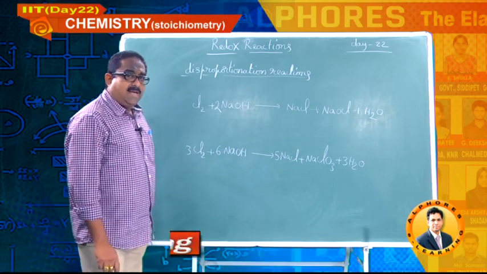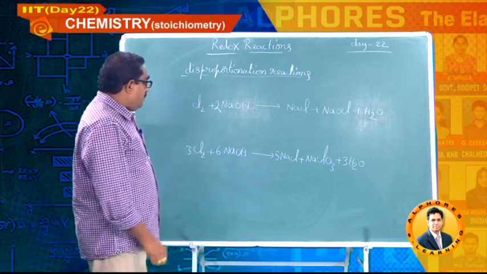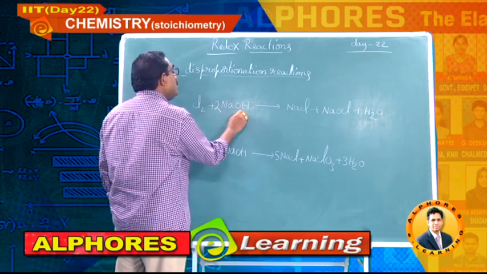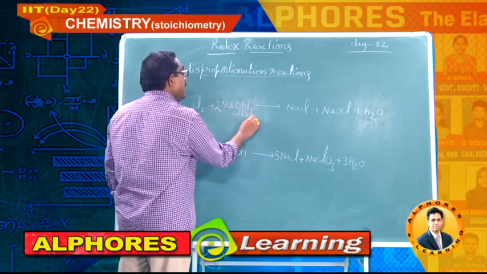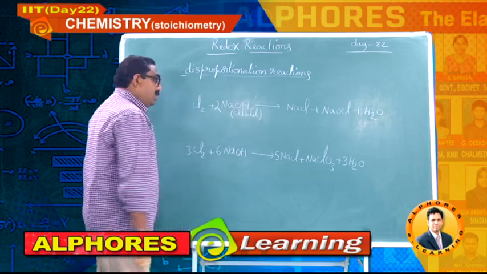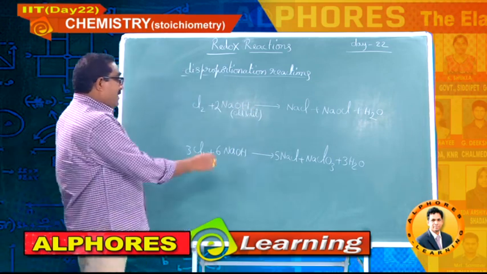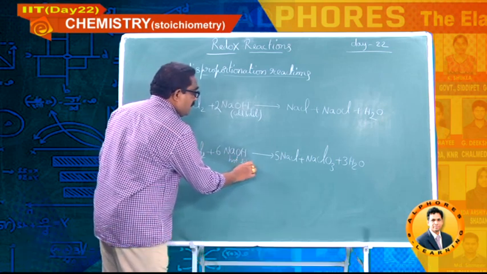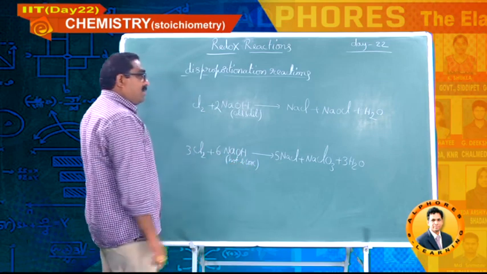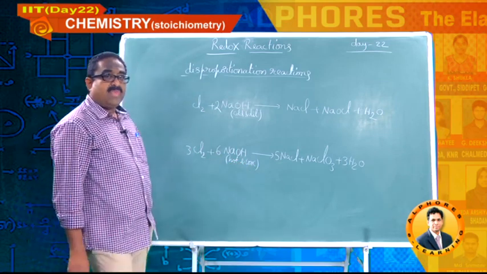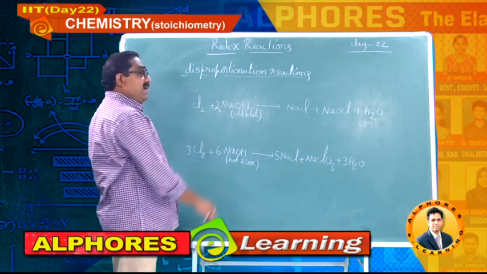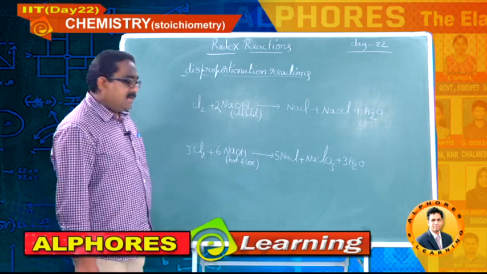These two are the reactions of chlorine gas. First one, when it is passed through cold and dilute sodium hydroxide solution. Second one is when passed through hot and concentrated sodium hydroxide solution. The products are different because conditions are different, experimental conditions are different.